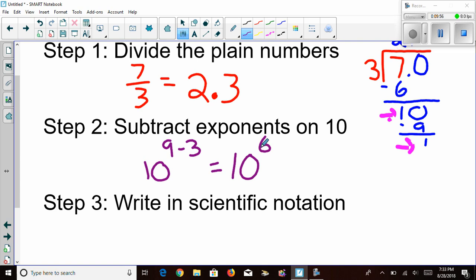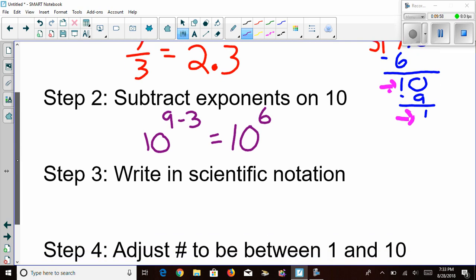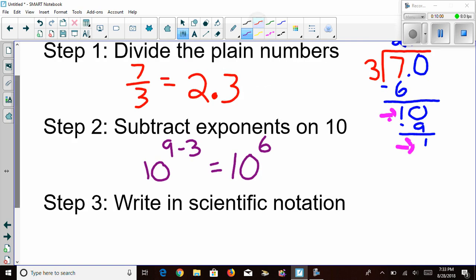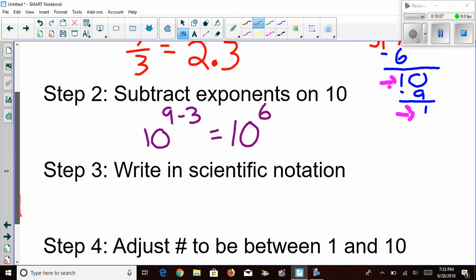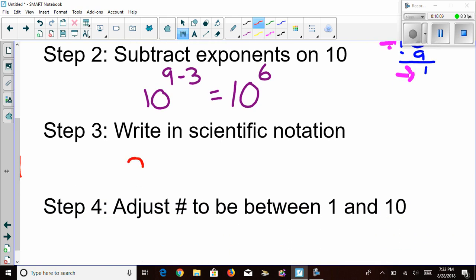Now I'm going to go ahead and put those two pieces together. I'm going to say first my whole number piece, or plain number piece, because it's not a whole number, 2.3 times, and now my scientific notation, the 10 to the 6th power, to get a full answer of 2.3 times 10 to the 6th.